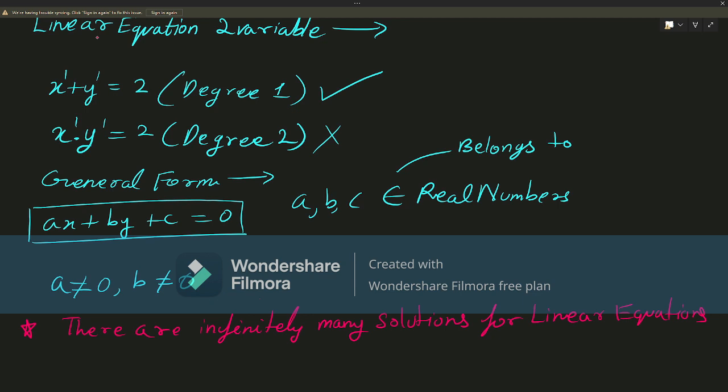Okay, just keep this point in mind because it is very important and they might ask this in MCQs.